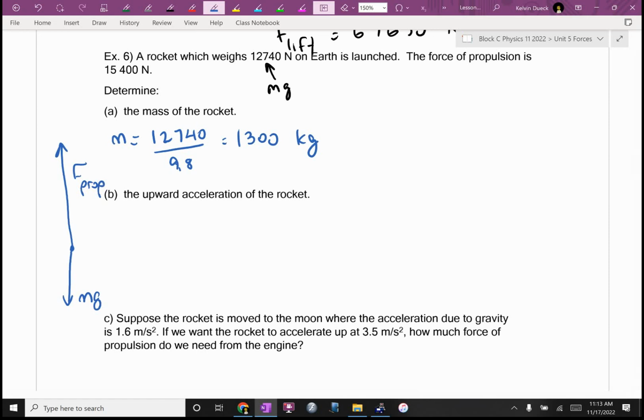But that's the tug of war, okay? We're getting propulsion force up, gravity down. How did I know to draw it longer? Which way are we accelerating according to this question? So who's winning? Who's losing?